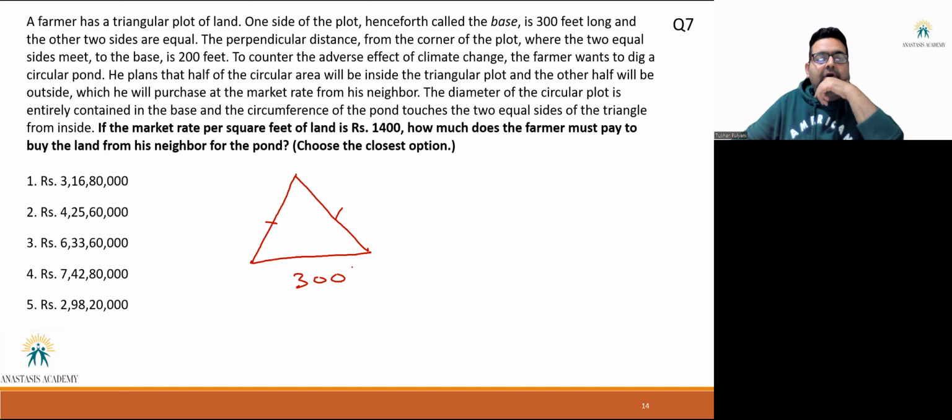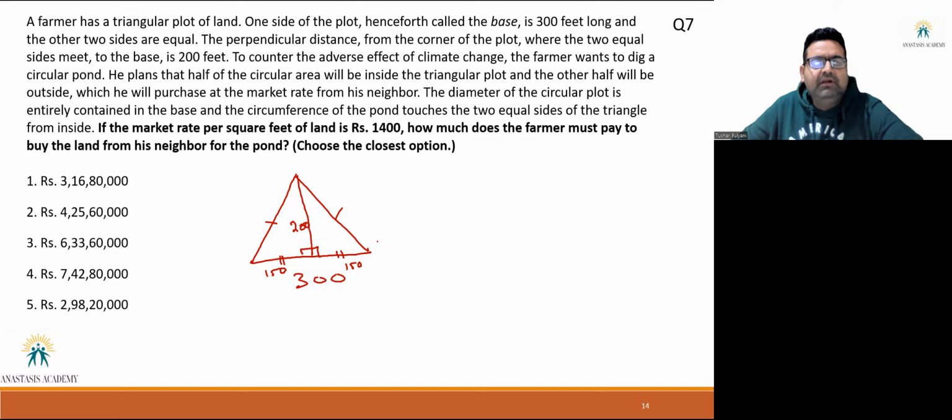From the corner of the plot, a perpendicular is dropped from where the two equal sides meet. So I'm dropping a perpendicular from here, which is 200. Now we all know in an isosceles triangle, the perpendicular is also the bisector for the side. So this and this will also be equal, right? 150, 150. In an isosceles triangle, from the vertex where the equal sides join, the angle and the opposite side both get bisected.